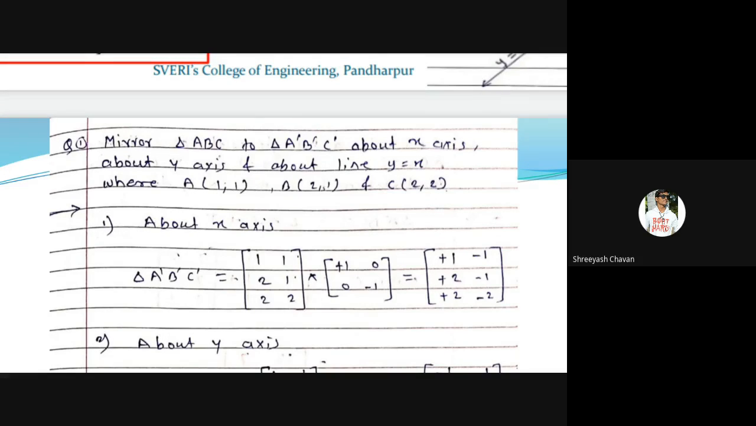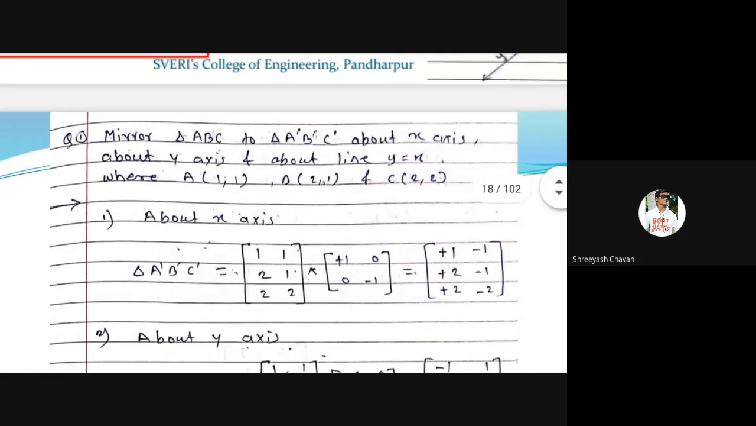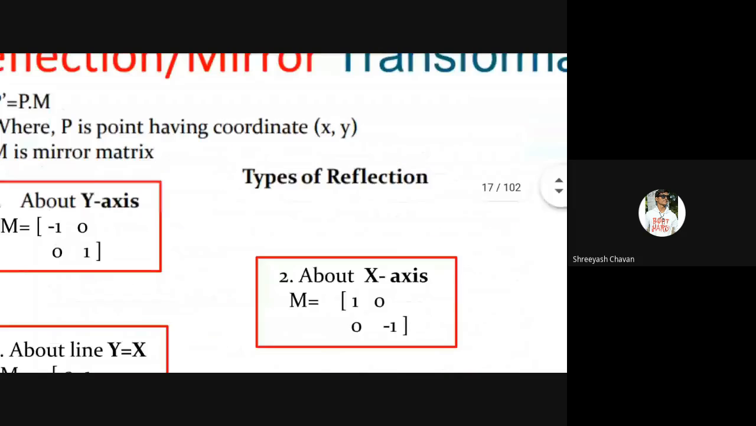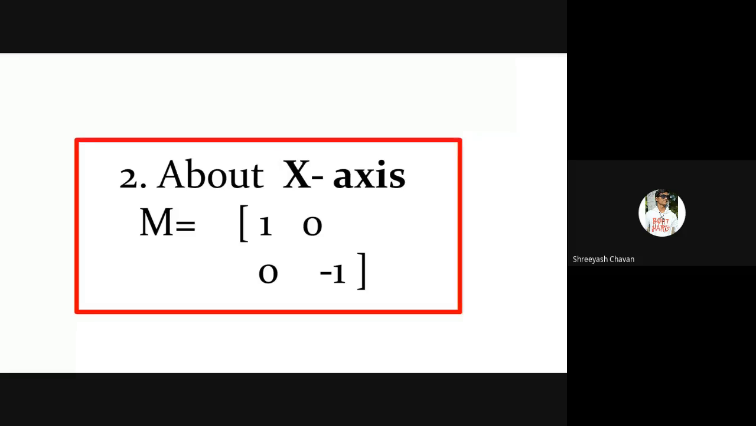Mirror triangle ABC to the triangle A dash B dash C dash about the x-axis. Now what is the formula for about x-axis? The formula is 1 0 0 minus 1. We have already seen it here, about x-axis, 1 0 0 minus 1. This is required, and it is a standard formula.